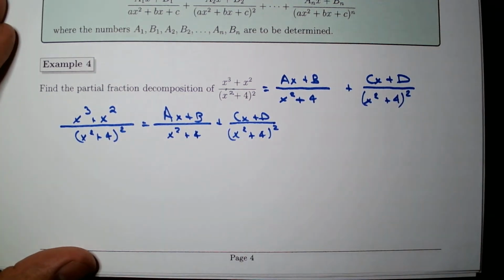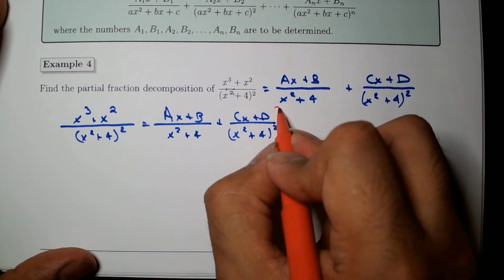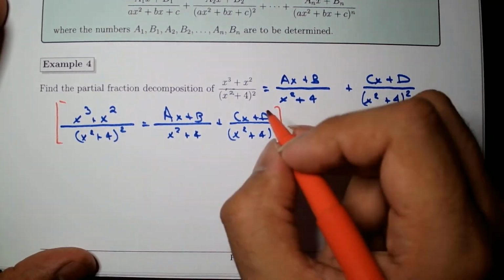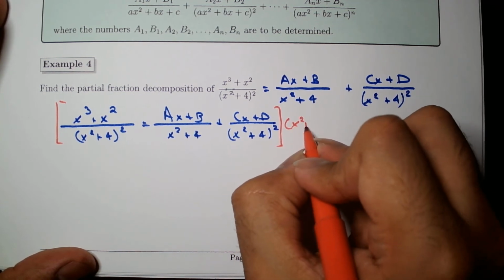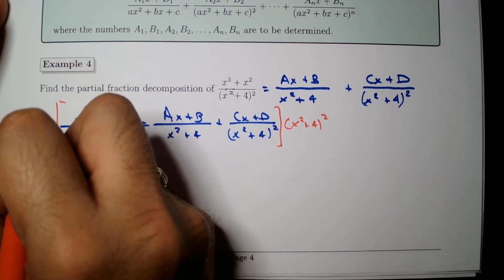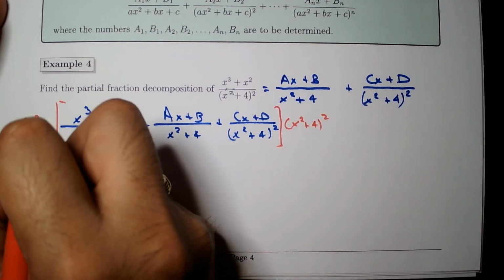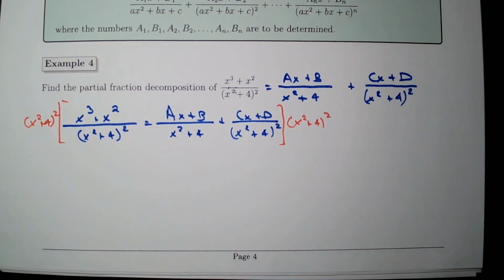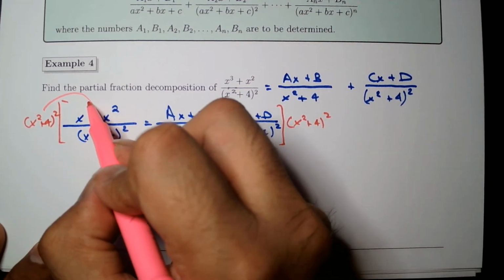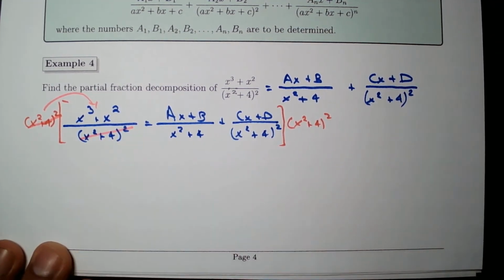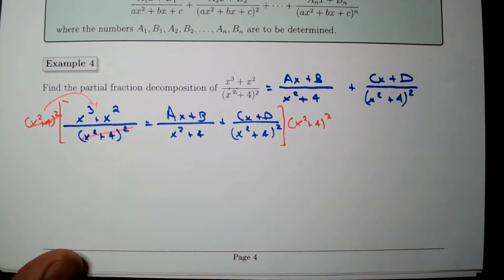Quantity squared, and multiply both sides by the LCD. The LCD here will be, well, actually not the product, (x squared plus 4) quantity squared. Alright, so let's go ahead and do this. When we distribute here, (x squared plus 4) quantity squared and (x squared plus 4) quantity squared both go away.